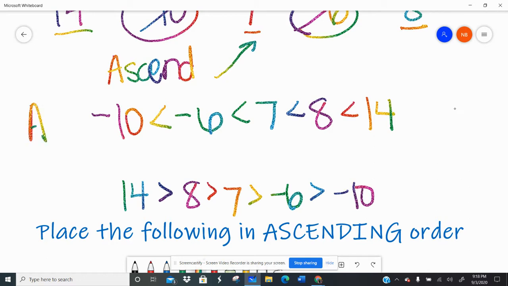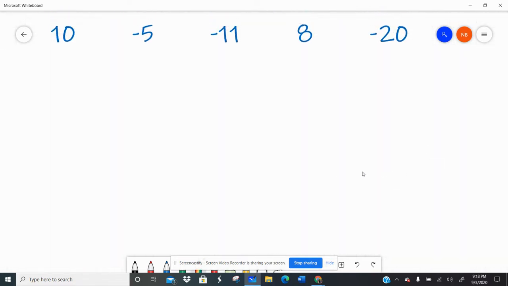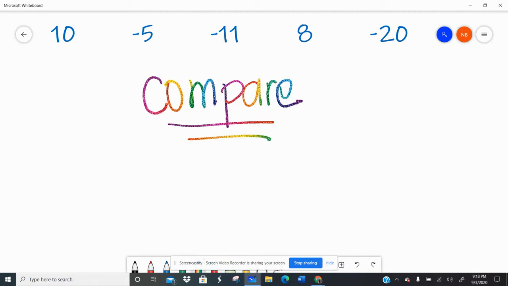So that's ascending order and descending order. We're going to skip that example and just briefly talk about comparing integers. When I compare two integers, I'm just looking at the symbols. Think about the alligator. The alligator always eats the bigger number. So if the alligator is facing the first number, that means greater than.